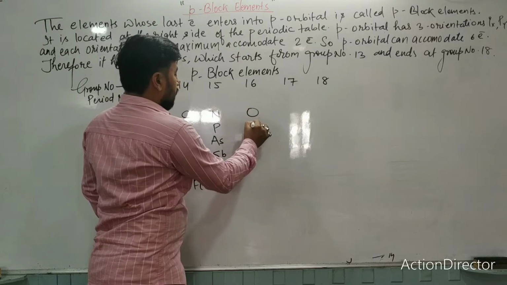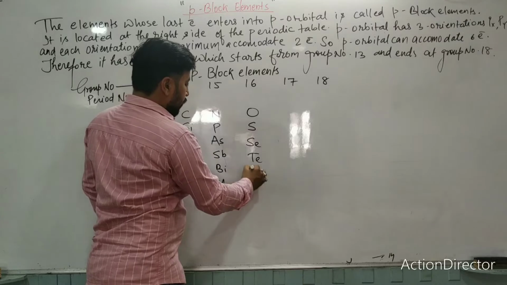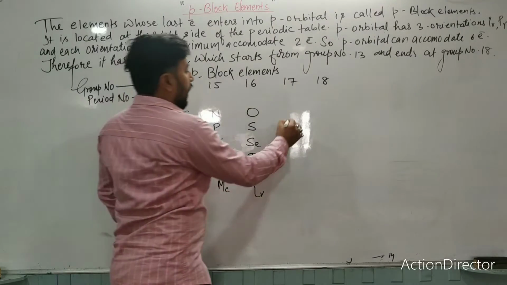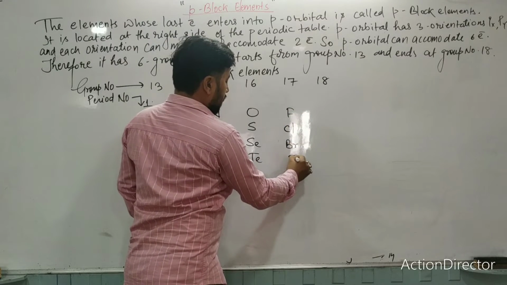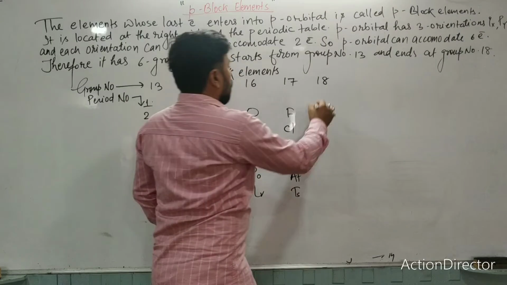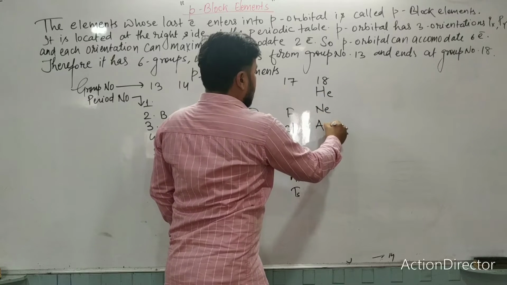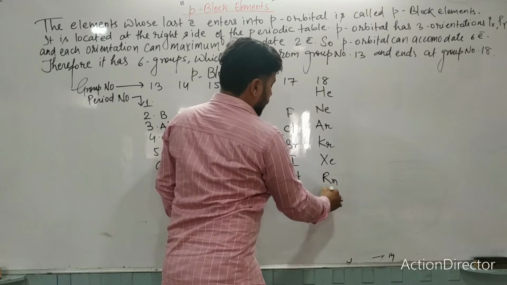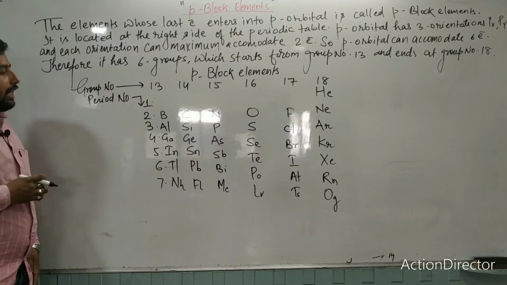Group 16: oxygen, sulfur, selenium, tellurium, polonium, livermorium. Group 17: fluorine, chlorine, bromine, iodine, astatine, tennessine. Group 18: helium, neon, argon, krypton, xenon, radon, oganesson. So these are the elements of the p block in each group.